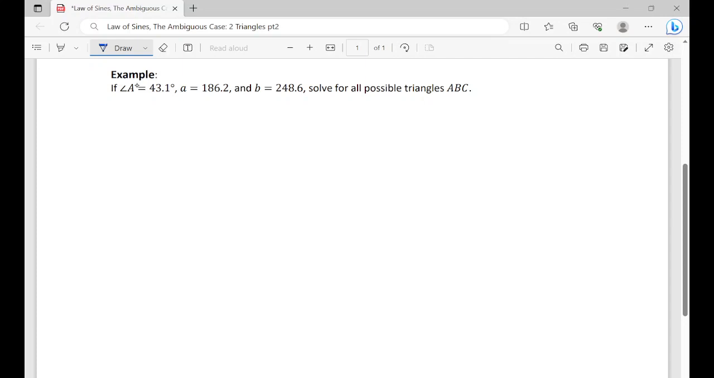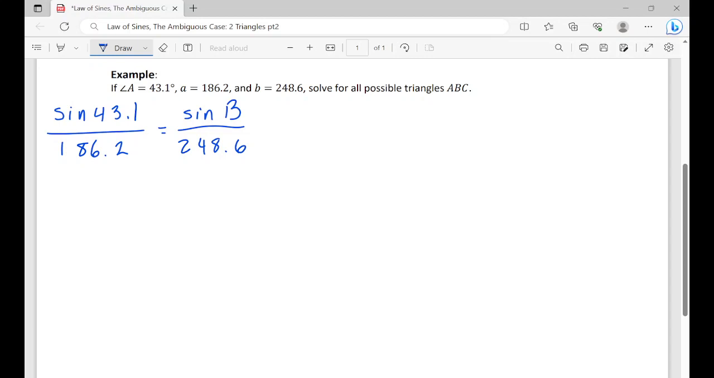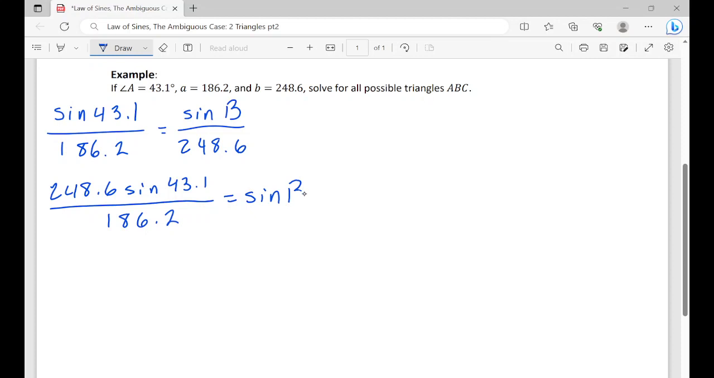The first thing is I see the information I have, angle A and side B, and from this I can use the law of sines to find angle B. So using the law of sines, sine of 43.1 divided by 186.2 equals sine B over 248.6. Now from here I can solve for sine B by multiplying the 248.6 over. So I'm going to get 248.6 sine of 43.1 divided by 186.2, and that's going to equal sine B.